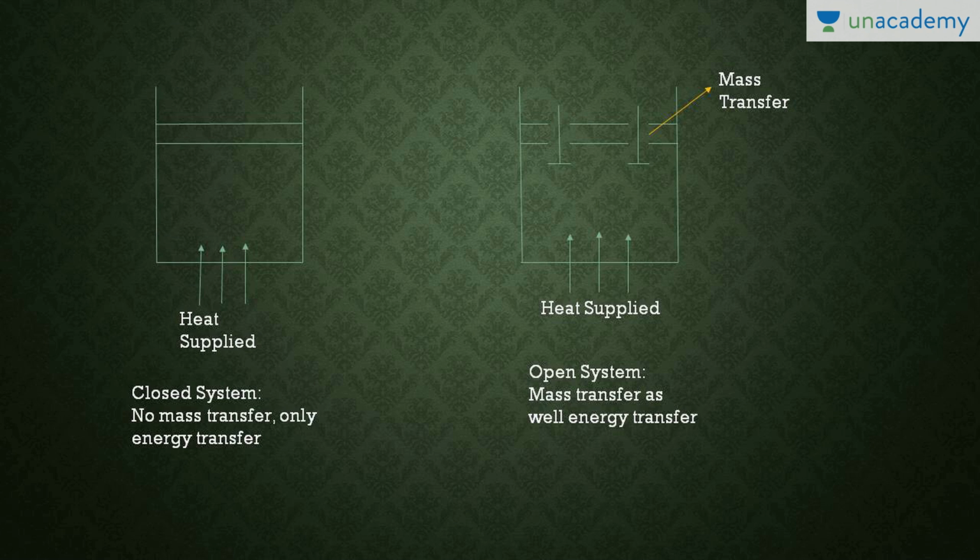In my upcoming lessons, I will be telling you how to find the work done in different processes. But before that, you need to understand what is closed system and what is open system. There is a different formula for open system work done, and there is a different formula for closed system work done. So we need to understand that very clearly, right?